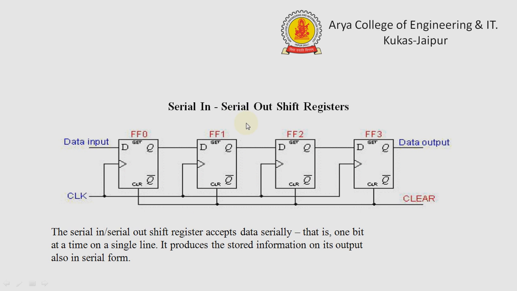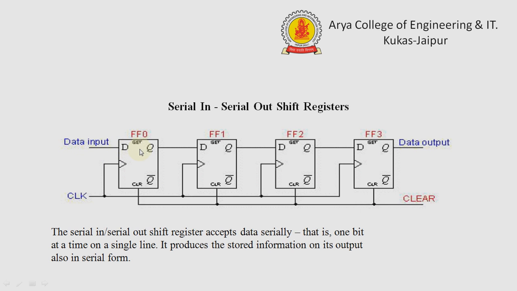So here is the first type: serial input, serial output shift register. In serial input, serial output shift registers, it accepts data in serial form and also gives output data in serial or series form. It produces the stored information on its output in serial form, just like when we applied the input here.